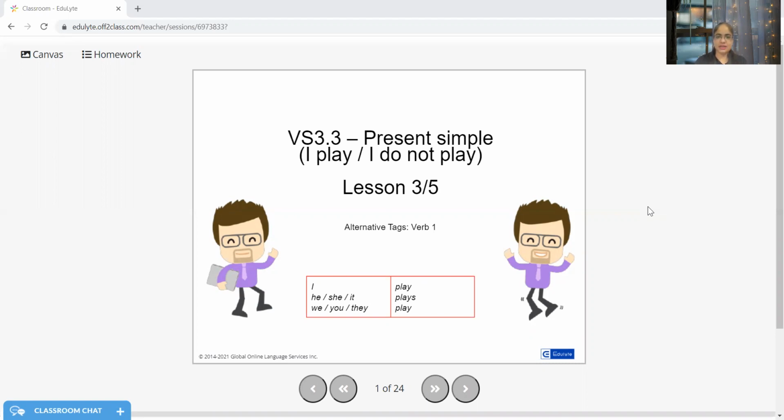So as you can see, there are certain verbs which are written as play, plays, and play. So why is it getting changed? Because if you can see on the left side, the subject is also getting changed. I play. He, she, it plays. We, you, they play. So why are we applying this rule?